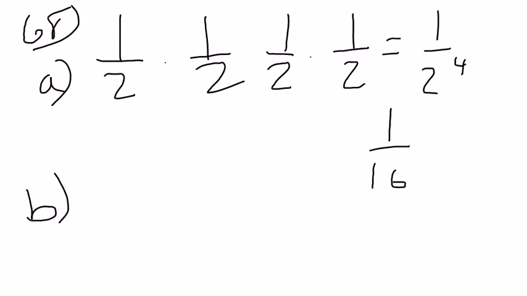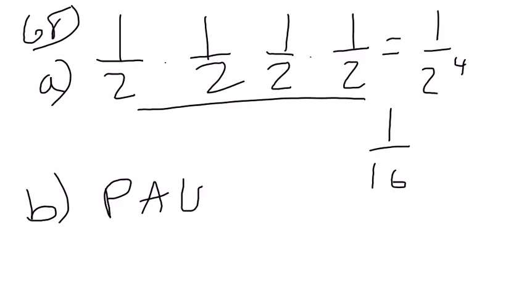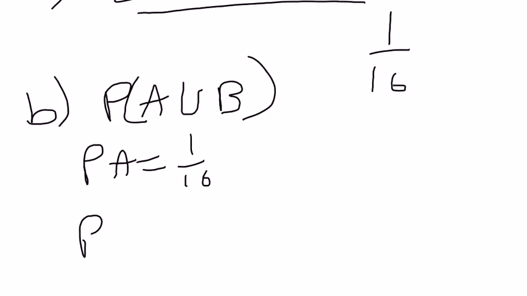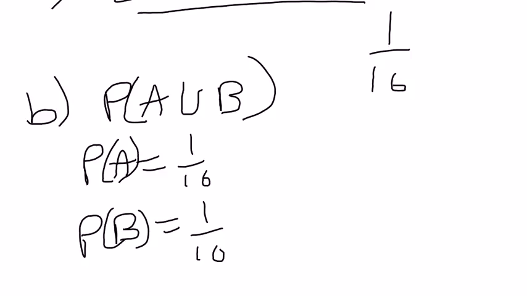Part B, all the children are the same sex. So all of them are boys, or all of them are girls. Well, that's the probability of A or the probability of B. The probability of A is 1/16. The probability of B is again 1/16.